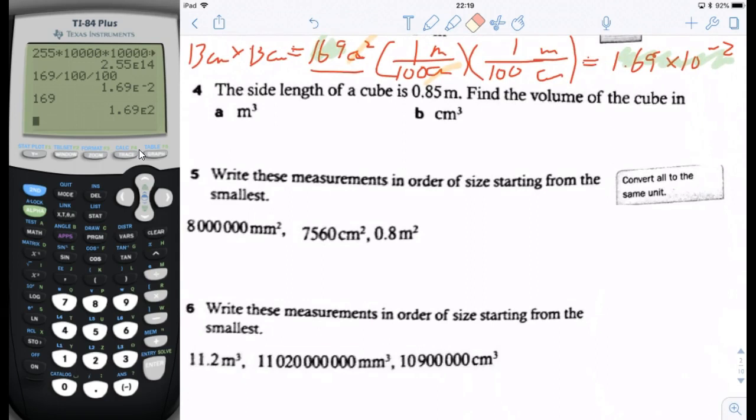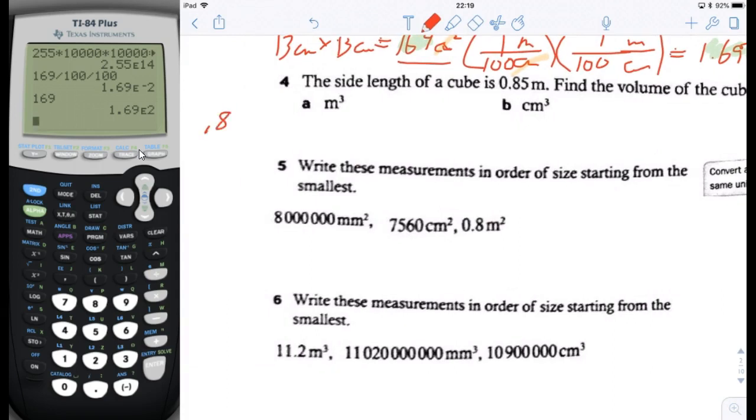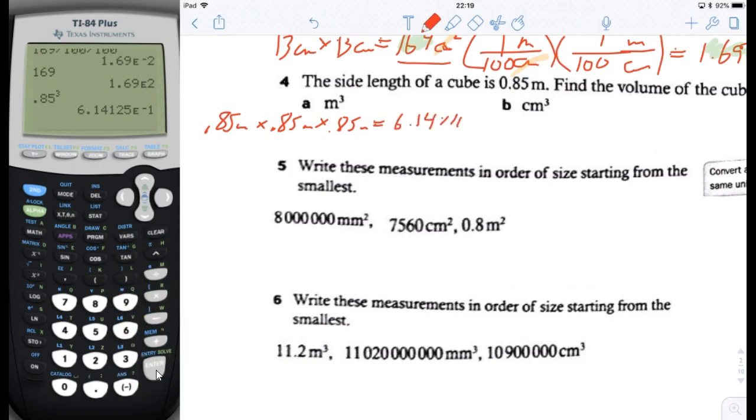The side length of a cube is 0.85 meters. Find the volume of the cube. So if 0.85 meters is the side, then you can multiply it three times itself, 0.85 meters times 0.85 meters times 0.85 meters equals 6.14 times 10 to the negative 1.